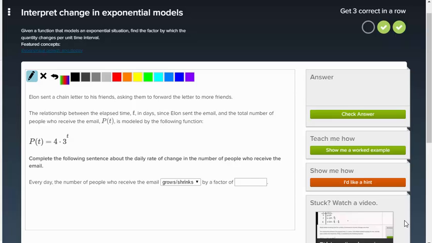What's up, everybody? Today we're going to talk about interpreting change in exponential models. It's a lot of words, but don't freak out because we'll just read them and figure it out.